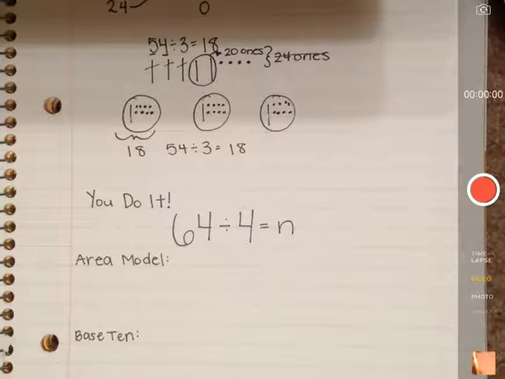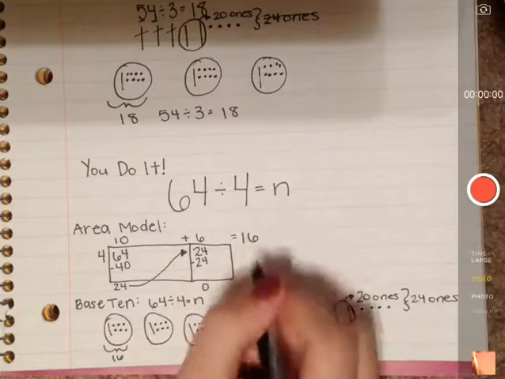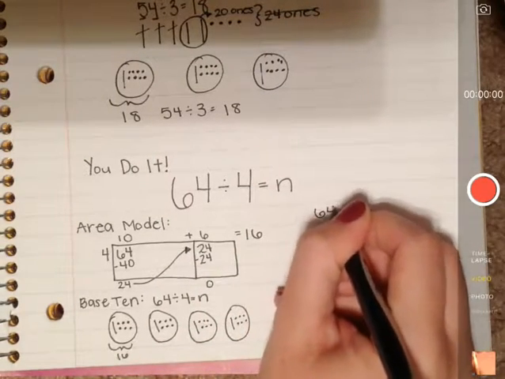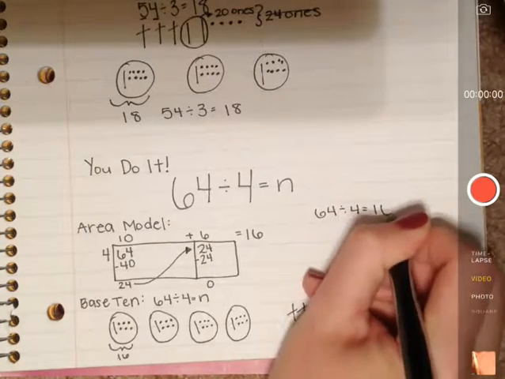Okay, at this point you should have solved 64 divided by 4 equals n using an area model and checked using the base 10 model. When you check your work, you should be able to see that the answer to the equation 64 divided by 4 is 16. Your quotient is 16. 64 divided by 4 equals 16.